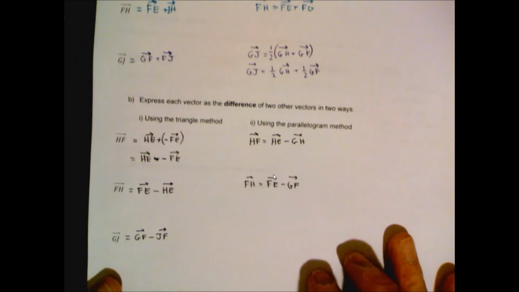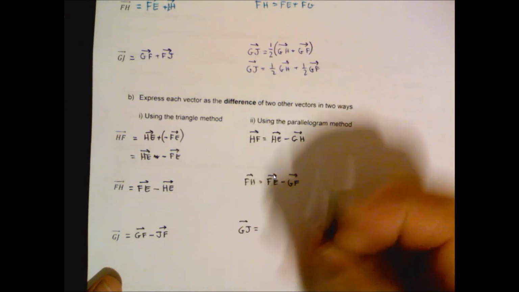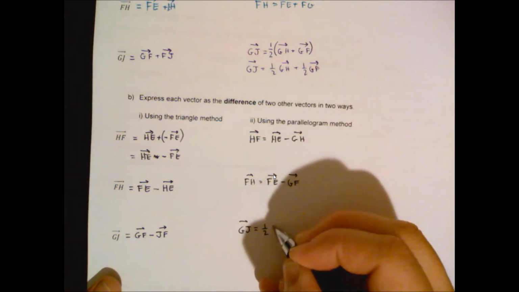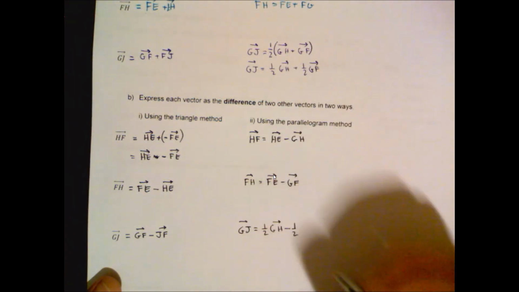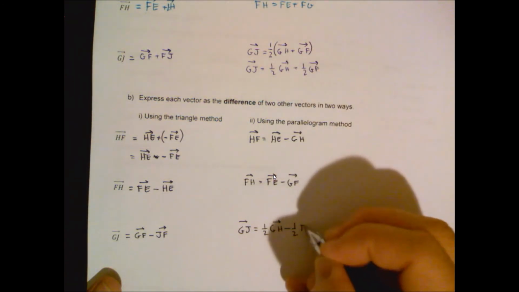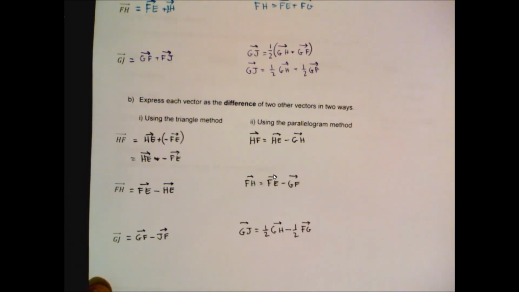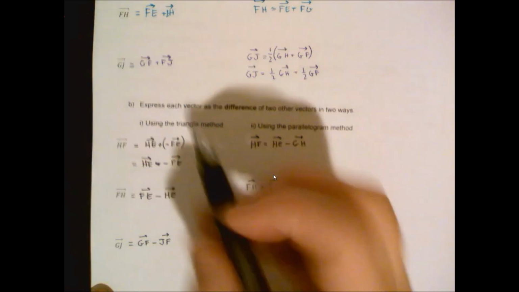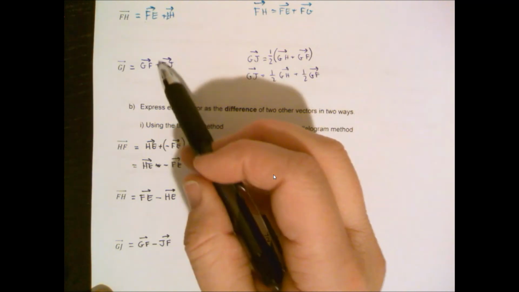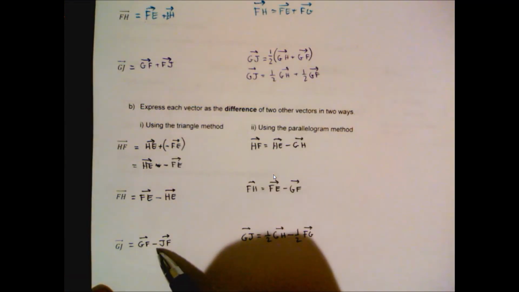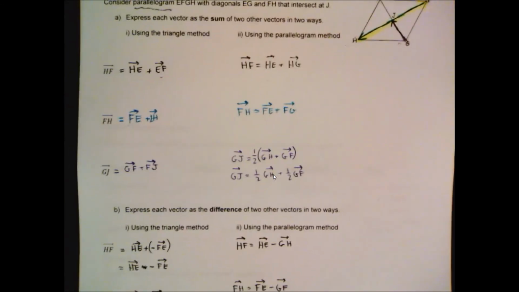And then finally here, GJ is equal to 1/2 GH minus, switch the order here, 1/2 FG. So to make it a difference again, switch the order of letters, so the tip becomes the tail and vice versa, and then switch the sign here, as I did down here. So there, I don't have to show you anything in the diagram. You can just follow those rules.